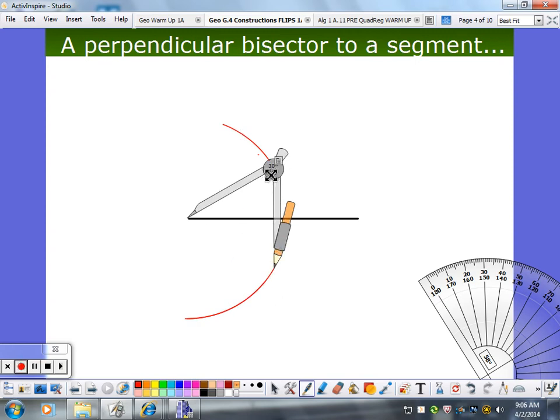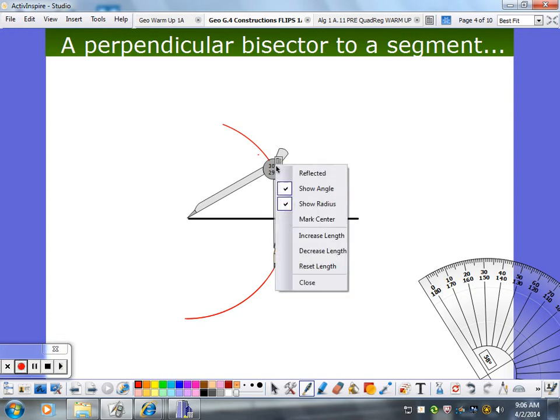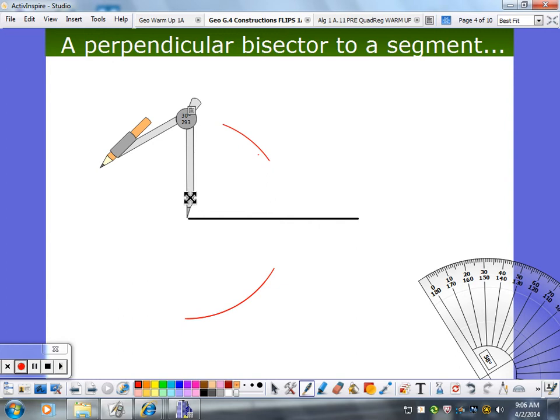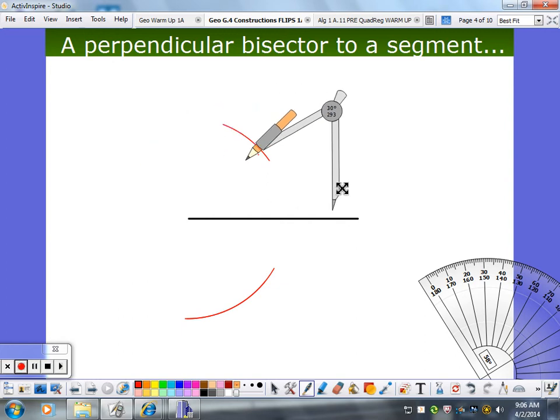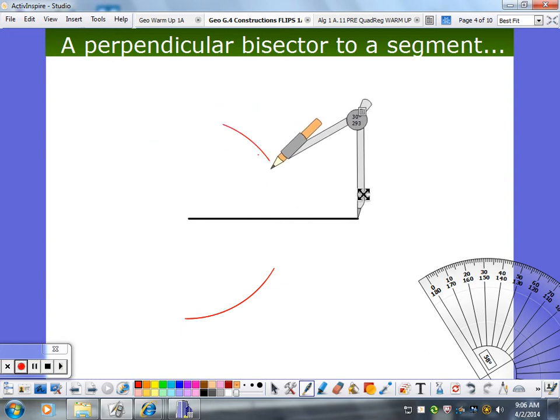Okay, with me so far. Now I'm going to turn my compass around. Notice I have not moved the opening here. This is the same opening. I'm going to draw another arc. They should meet. If they don't meet, it means I didn't make it big enough, but that's okay, I'll fix that in a minute.